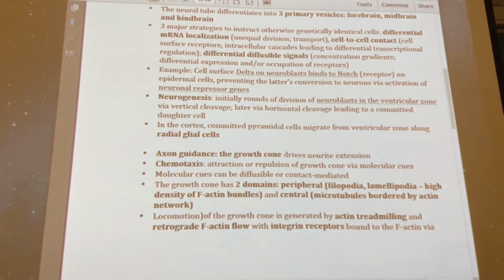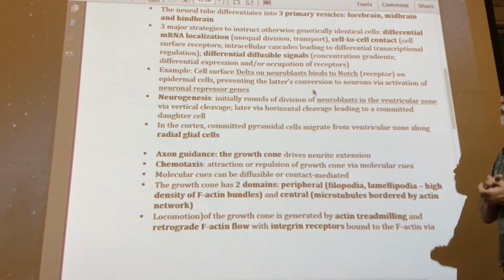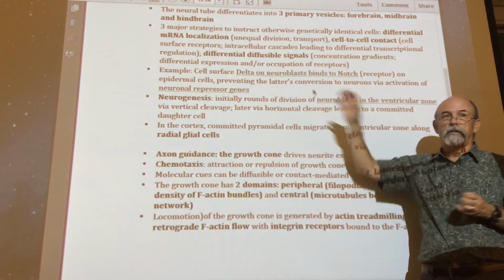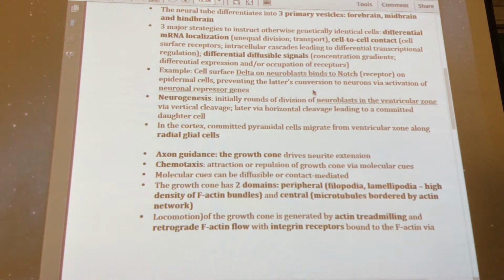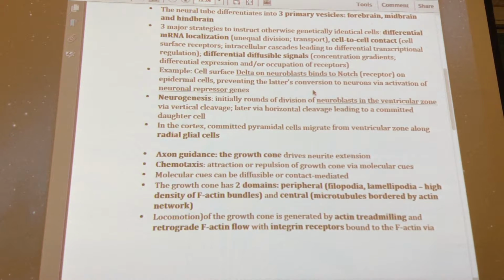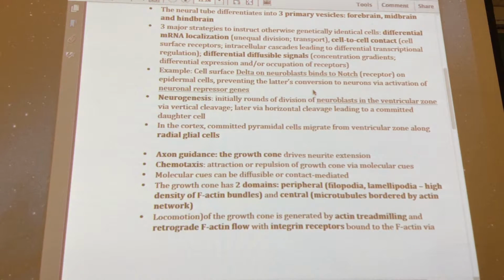So when that happens, and you get neuroblasts, we have this delta that's on the surface of the neuroblast. It binds to this notch, okay, so the cell surface delta is sticking out, and it's interacting neuron to epidermal cell, delta to the notch, and then the notch drives the neuronal repressor genes to keep those epidermal cells from becoming neurons. Okay, and that way you get a nice patch of neurons sitting in a sea of epidermal cells.